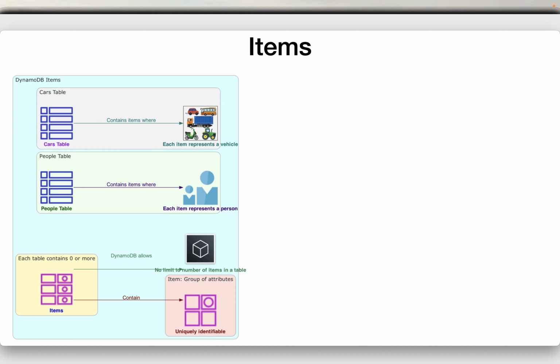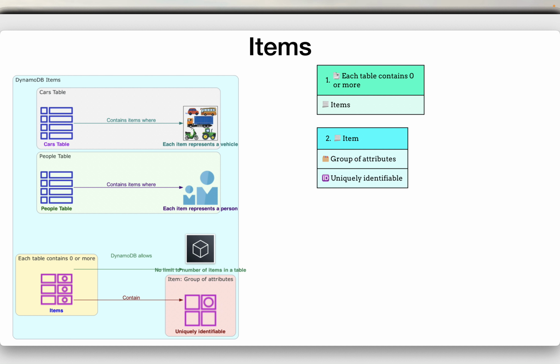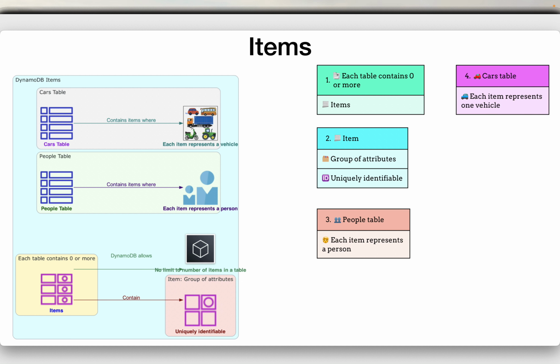So now next is items. Each table contains zero or more items. An item is a group of attributes that is uniquely identifiable among all of the other items. In a people table, each item represents a person. If there is a cars table, each item will represent one vehicle. So each item will be like a record, you can say, or a row. And items in DynamoDB are similar in many ways to rows, records, or tuples in other database systems.